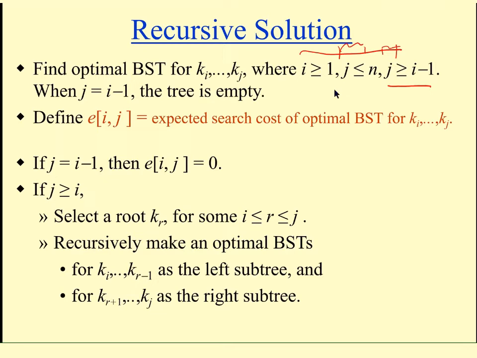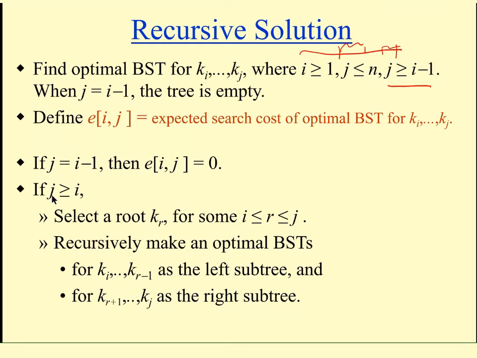For example, here we already mentioned we allow j to be less than i. If j is equal to i minus 1, you don't need to go bottom up to some other value; this is already enough. That means j is smaller than i, then this cost will be 0 because the tree is empty. Of course, the expected search cost will be 0. And if j is larger than or equal to i, you can allow a single node tree, just one node.